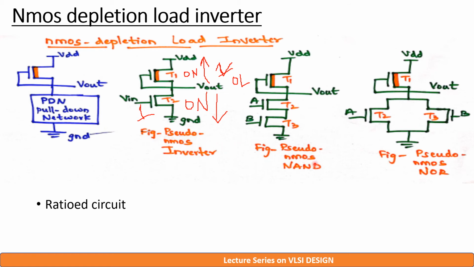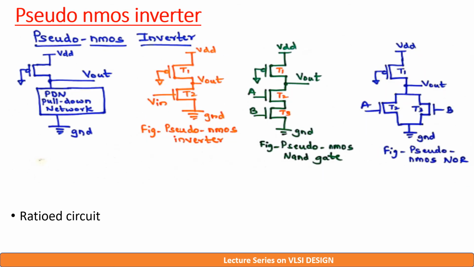Sorry, the label of the figure is wrong. It has to be NMOS depletion load inverter instead of pseudo NMOS. Similarly, if it is an NMOS depletion load NOR gate, for the NOR gate, the pull down is 2 NMOSs connected in parallel because the expression for NOR is Y equals (A plus B) whole bar.